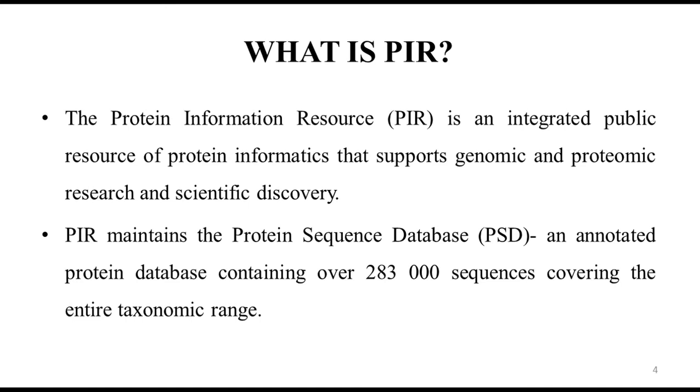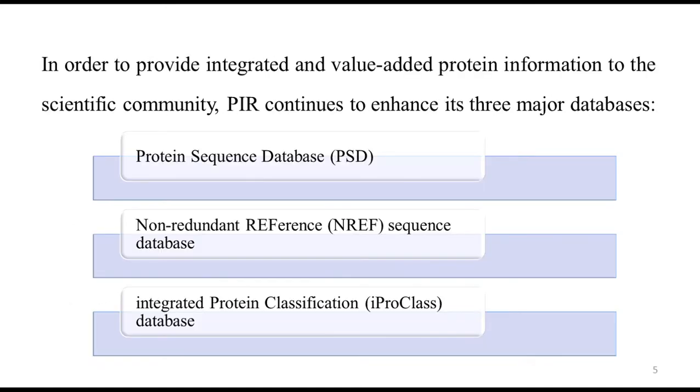discovery. PIR maintains the Protein Sequence Database (PSD), which is an annotated protein database containing over 283,000 sequences covering the entire taxonomic range. In order to provide integrated and value-added protein information to the scientific community, PIR continues to enhance its three major databases, which are the Protein Sequence Database (PSD), the Non-Redundant Reference Sequence Database (NREF), and the Integrated Protein Classification Database (iProClass).